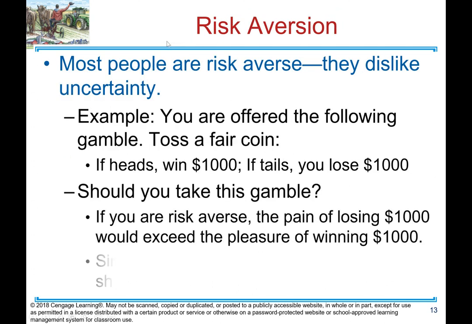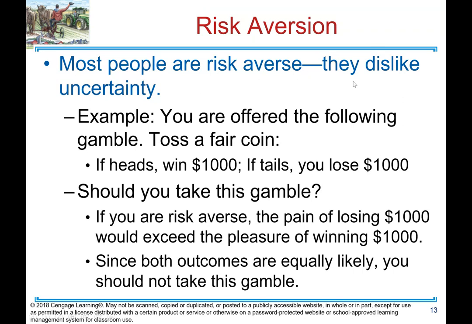Risk aversion. Most people are risk averse. They dislike uncertainty. Example, if you are offered the following gamble, toss a fair coin. If heads, you win 1,000. If tails, you lose 1,000. Should you take this gamble? If you are risk averse, the pain of losing 1,000 would exceed the pleasure of winning 1,000. Since both outcomes are equally likely, you should not take this gamble.